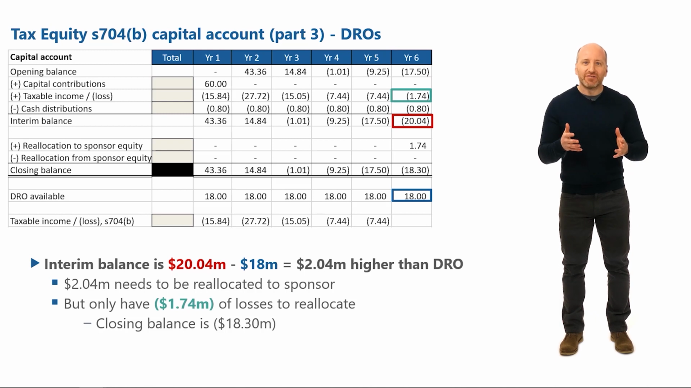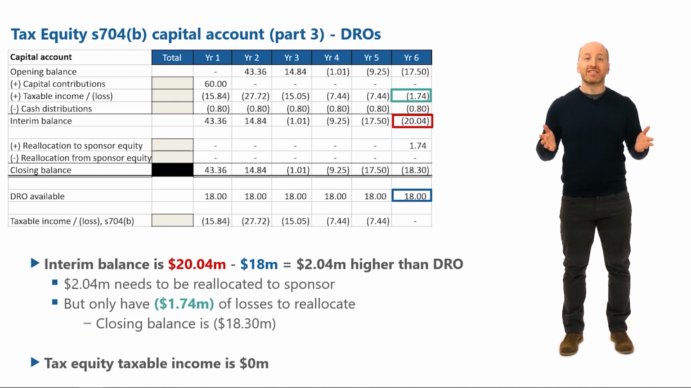As the tax equity investor reallocates all of the losses to the sponsor, their taxable income is 0 for the period.